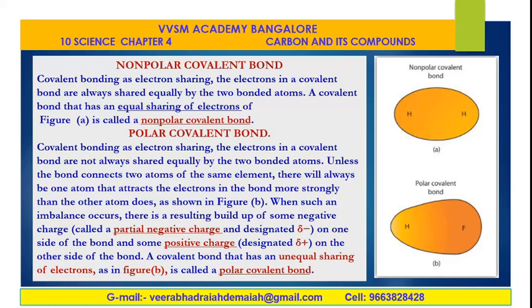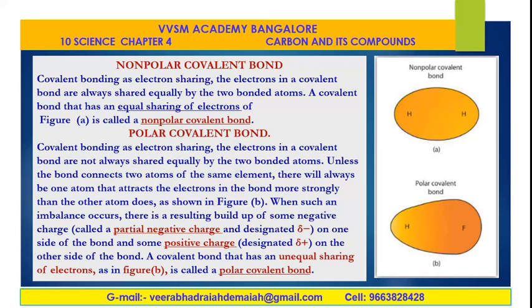The electrons in a covalent bond are always shared equally by two bonded atoms. A covalent bond that has an equal sharing of electrons. For example, in the hydrogen molecule, this hydrogen molecule consists of two hydrogen atoms. Each hydrogen atom has only one electron. So there are two hydrogen atoms and hence two electrons. These two electrons are mutually sharing each other.